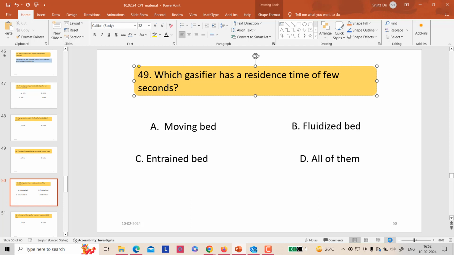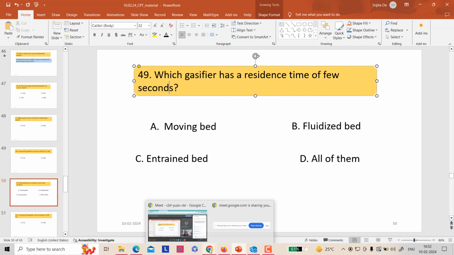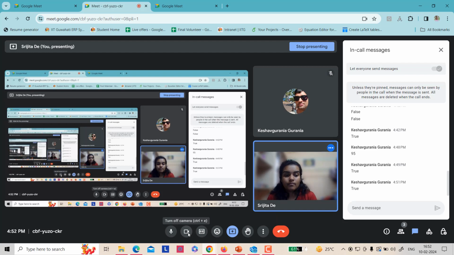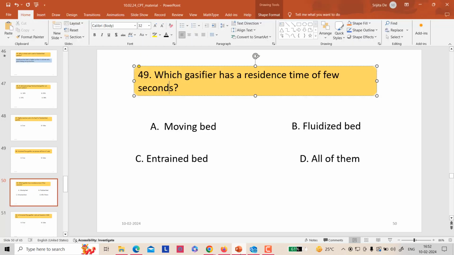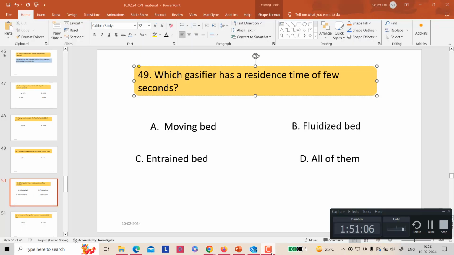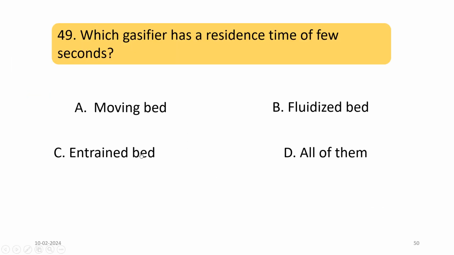Next is, which gasifier has a residence time of a few seconds? Entrained bed, ma'am. Entrained bed gasifier. Yes, the answer is entrained bed gasifier.